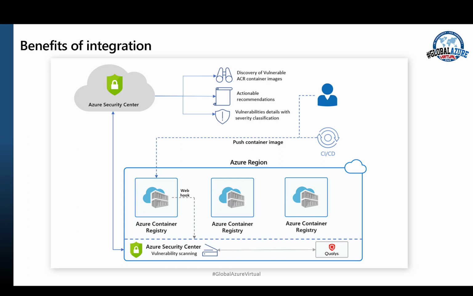So whenever an image is pushed to your registry, Security Center automatically scans that specific image. And to trigger the scan of an image, just push it to your repository. And once the scan completes, all the findings are available in Security Center recommendations.